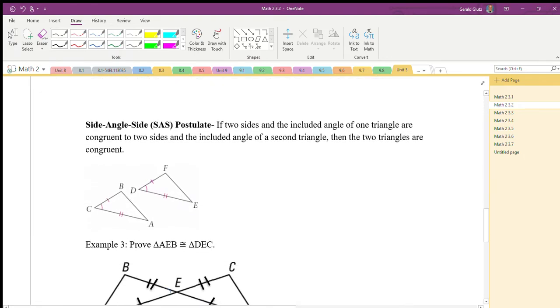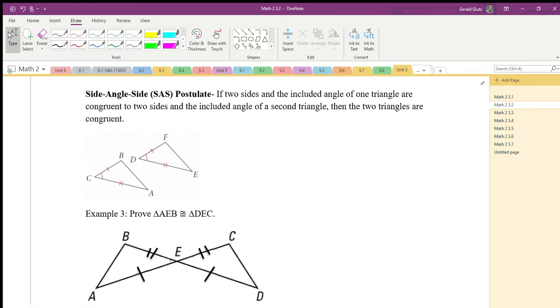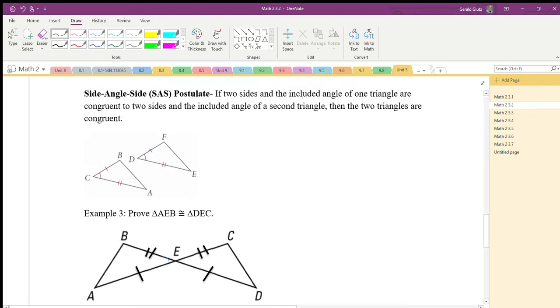Moving on to the next page. So we talked about the side-side-side postulate, or SSS. Now we're going to talk about the side-angle-side postulate, or SAS. So this one means that we have two sides that are congruent to two sides, and then an angle in between those two sides is congruent. Or the way they say it, two sides and then the included angle. So the angle in between those.